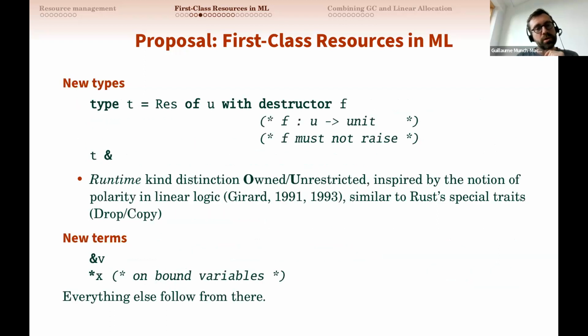Basically, you want to add a new type. So you consider a type U, you add a destructor to it that gives you a new type T. And you want a type of borrows of these types. At runtime, you need a distinction between types with destructors and types without destructors. Such a distinction of kinds is inspired by priority in linear logic. It's also very similar to the special traits of Rust, drop, copy. And so I will explain the new terms.